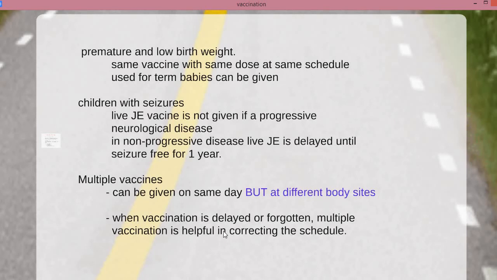When vaccination is delayed or forgotten, multiple vaccination is helpful in correcting the schedule. For example, if a mother comes after forgetting 2 vaccines and she is due for the 3rd vaccine, we can combine all 3 or at least 2 vaccines and give them on the same day in order to catch up with the schedule. But the most important thing is it should be given at 2 or more different body sites. You can't give more than one vaccine to the same site.